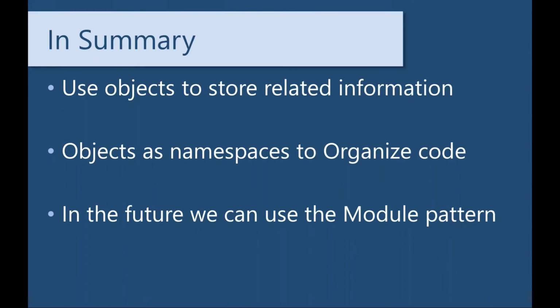So you can use objects to store related information, and there's the Symbol.toPrimitive function that you can create that allows objects to be converted to string or number. You can use objects as namespaces to organize your code, which a lot of coding has to deal with: staying organized. If you're not organized, then your job just becomes that much harder.